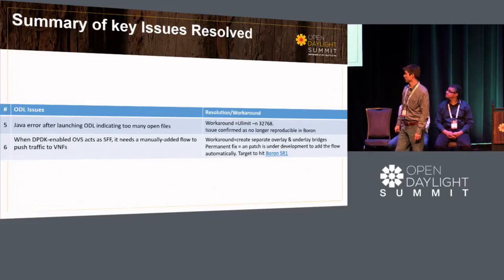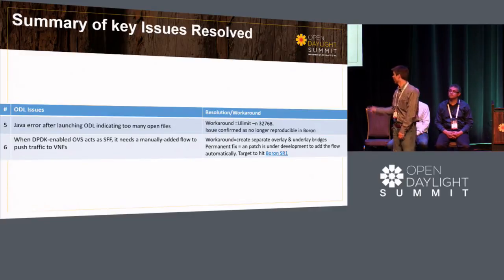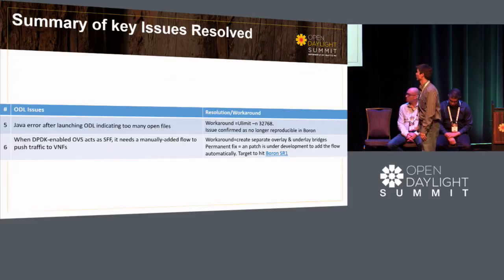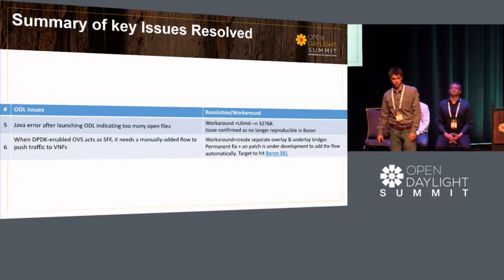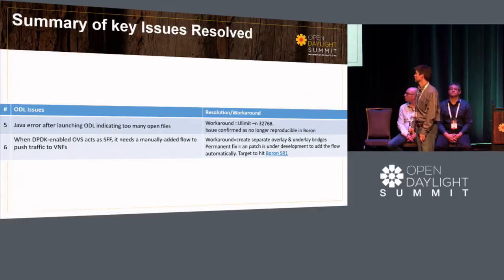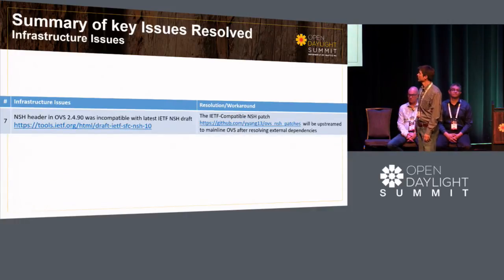And item 6 there, when we DPDK enable OVS, we needed to manually add a flow to push up to the VNFs. So we did a workaround to create separate overlay and underlay bridges. There is a patch under development to add that in Boron SR1. So just keep your eyes out for that one.